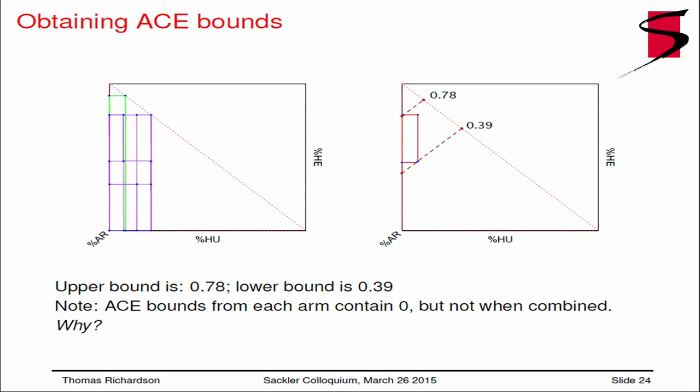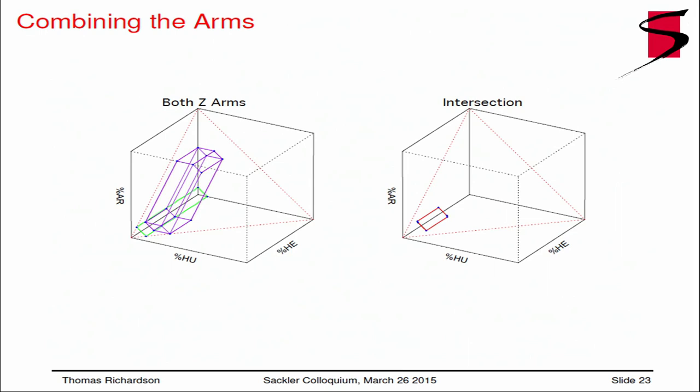I'll leave it for you to think about. It comes after a while, but initially it seems a little counterintuitive that the data from each arm give us bounds that include zero, but then when we take the intersection and then take the projection, we get bounds that don't include zero. If you think about this geometrically, it sort of becomes obvious why that's the case.